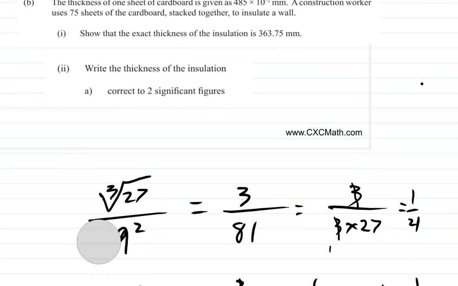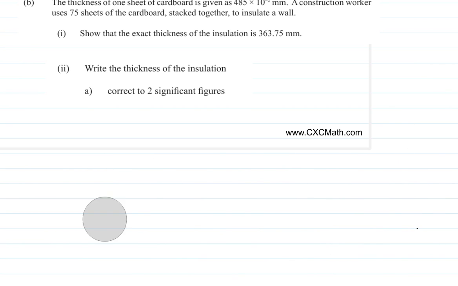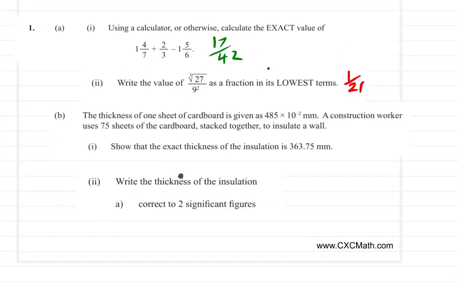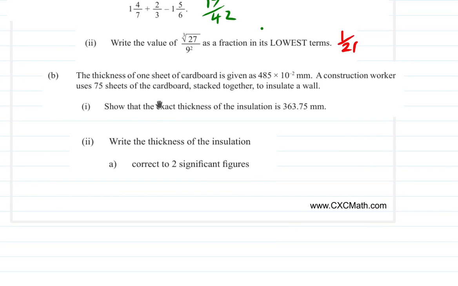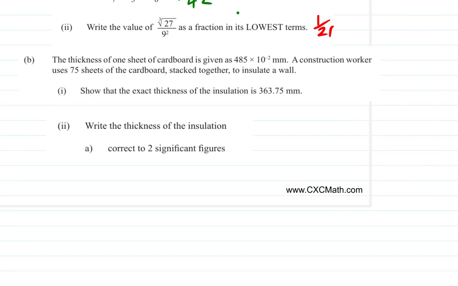Let's erase the board first of all. Now, what we have is 485 by 10 to the negative 2. That must be multiplied by 75 because remember it's 75 of them that you have stacked together.